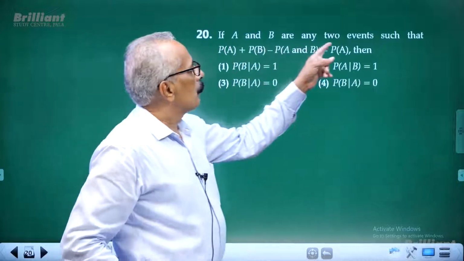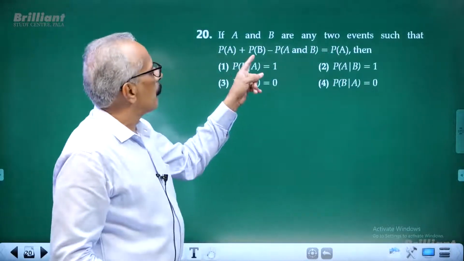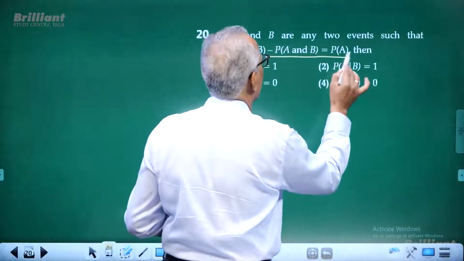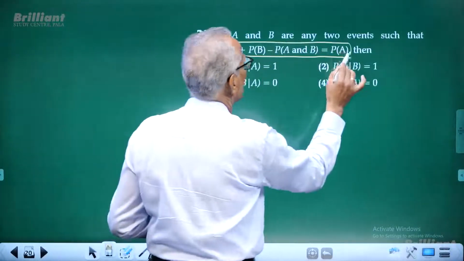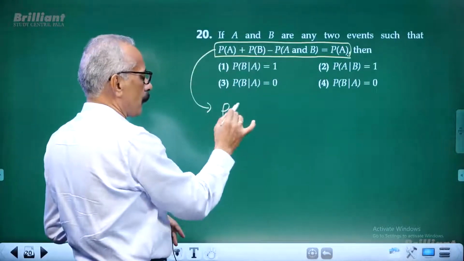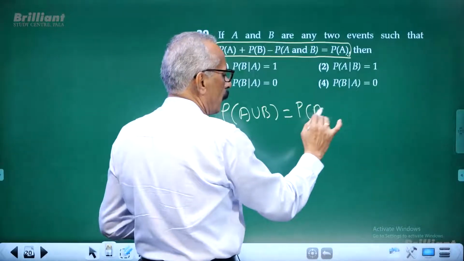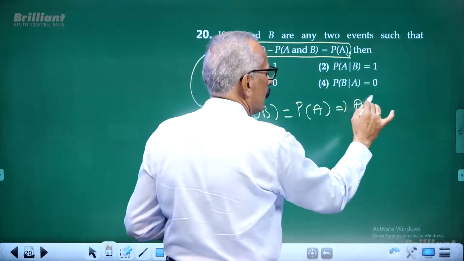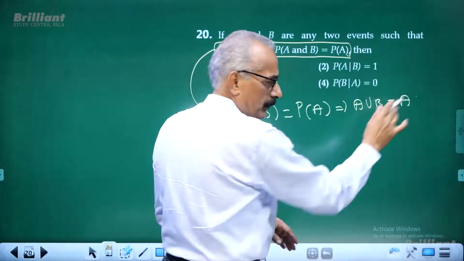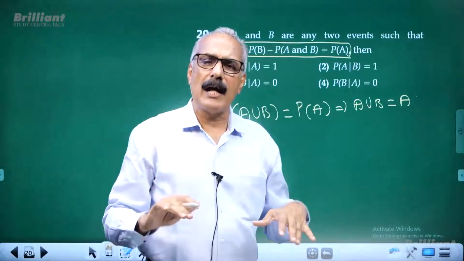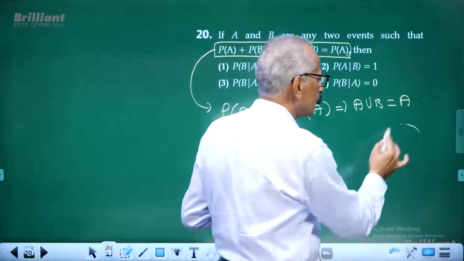A and B are two events such that probability of A plus probability of B minus probability of A intersection B, that's called P of A union B. This much is the given thing. That's the formula for probability of A union B. The left side is equal to probability of A. What's the meaning of it? That means A union B is equal to A. A union B is equal to A means A is the superset and B is the subset. It should be like this.